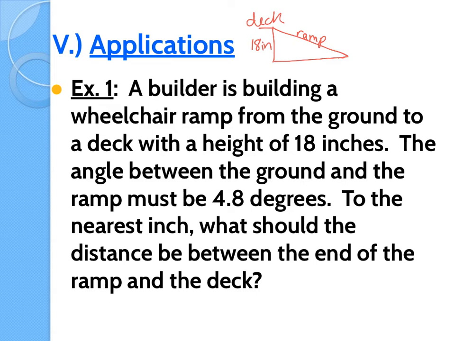The ramp must be 4.8. So we're talking about this angle here, 4.8. And I want to know the distance between the end of the ramp and the deck, up to here.